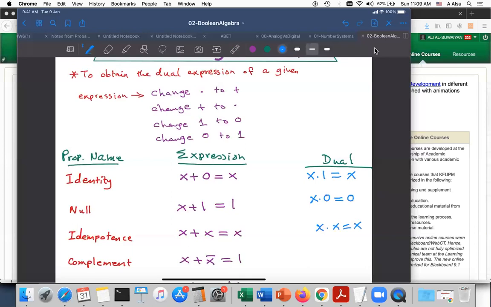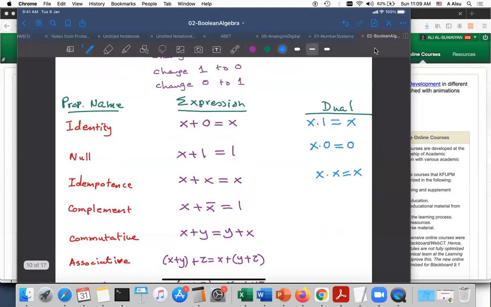What about the complement? X ORed with x complement is 1. Why is that? Who can tell me a logical reason for that? If x was 0, it will become 1. If it's 1, it will become a 0. Both cases will have a 1. Excellent. So in either case, x OR x complement will be a 1.